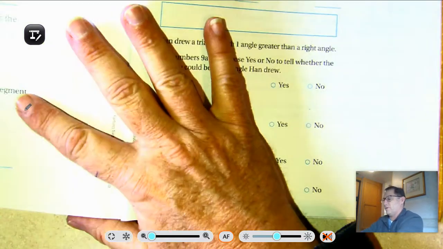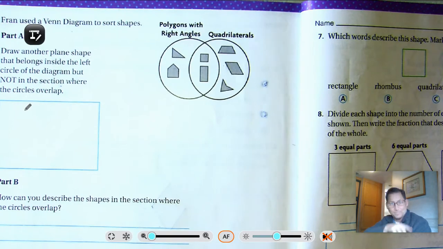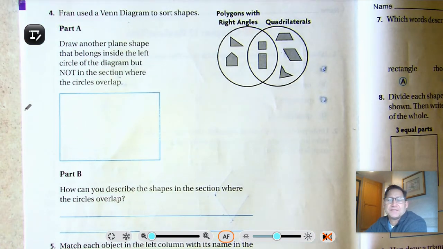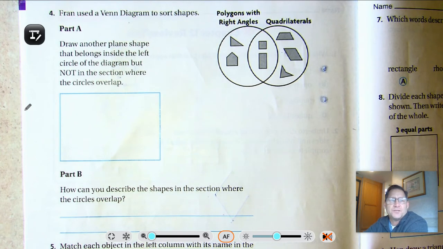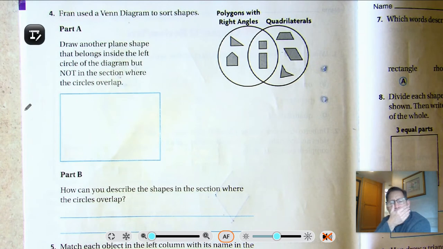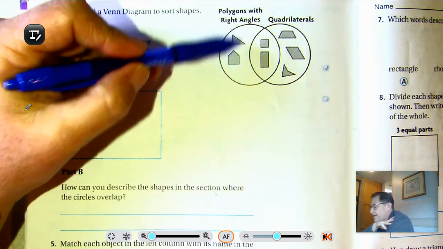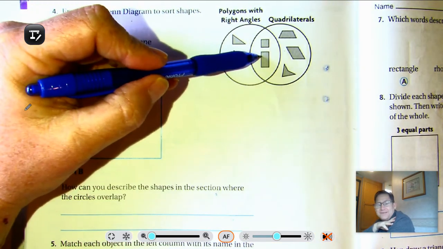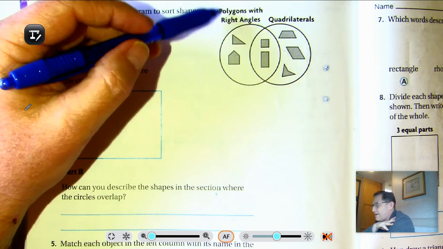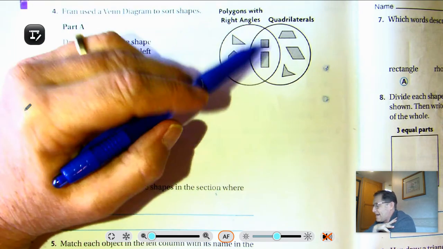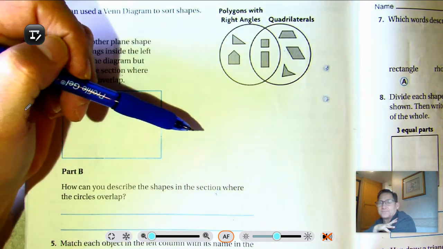Okay, page 544, number 4. Fran used a Venn diagram to sort shapes. Draw another shape that belongs inside the left circle of the diagram, but not in the section where the circles overlap. All right, so let's see. We need a shape that comes over here, but not here. So we have to draw a polygon with right angles, but it can't have 4 sides.